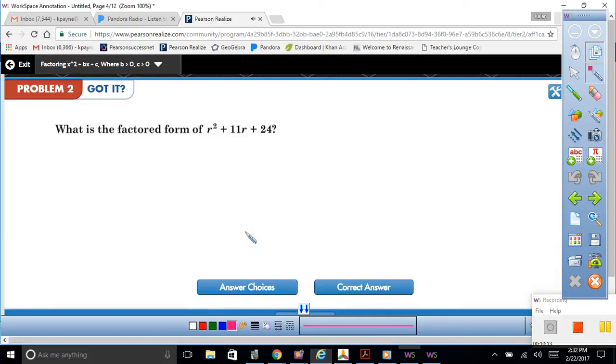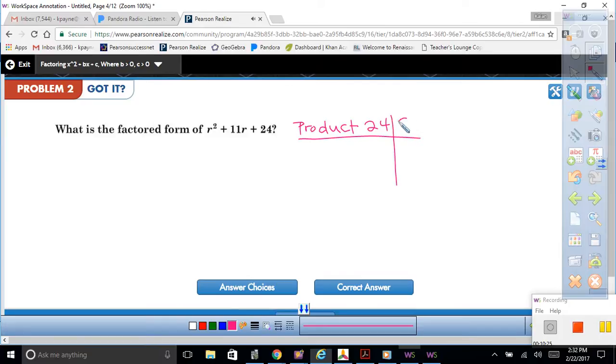Now the one in your book. So again, we're always looking for a product of our last term that has a sum of our middle term. And actually, you know what? I'm going to change that from product to factors, because that's really what we're looking for.